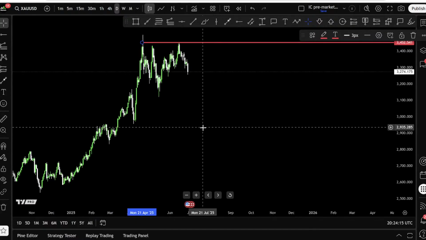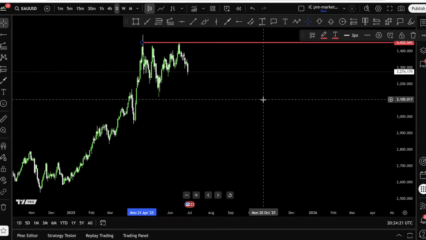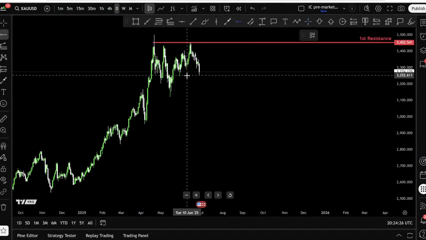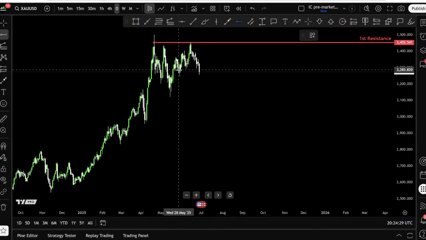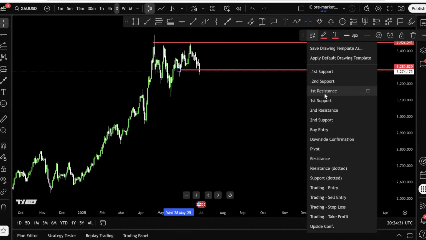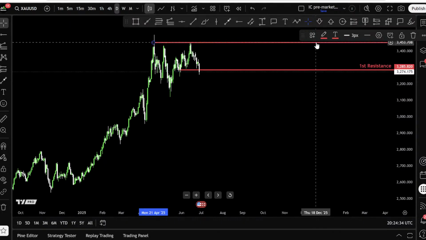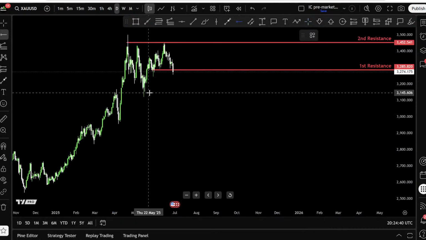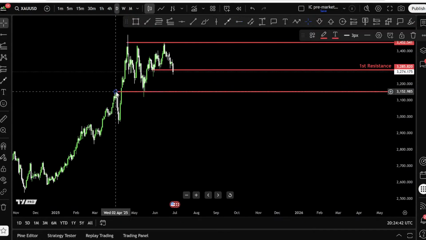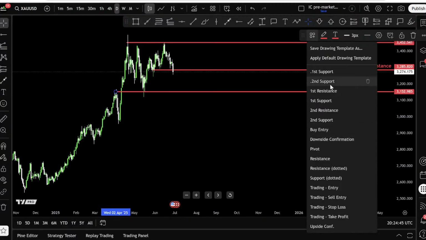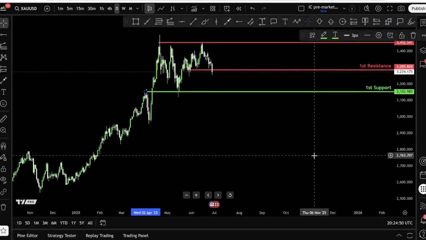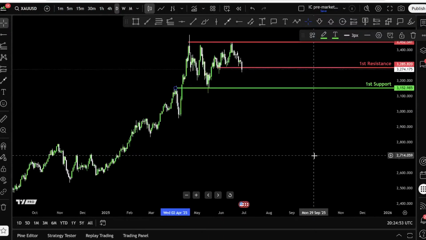I'll analyze this on our daily time frame again. I've identified our first resistance here. Actually, no, I'll place my first resistance here and then my second resistance at the swing high. And then my first support, I'll place it at this overlap level, so it's in line with a swing high and a swing low here. Quite simple setup here.